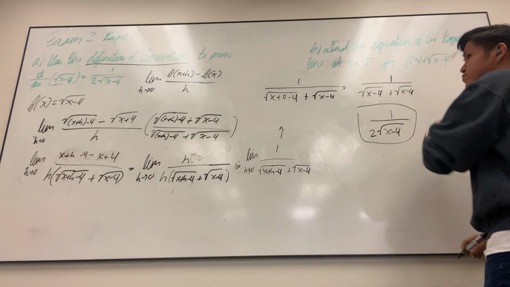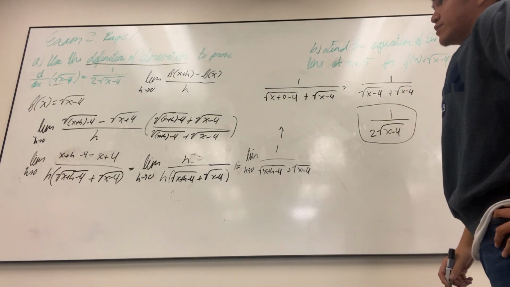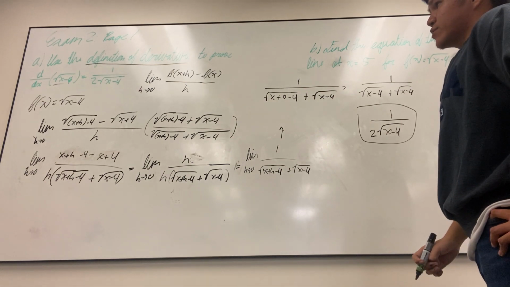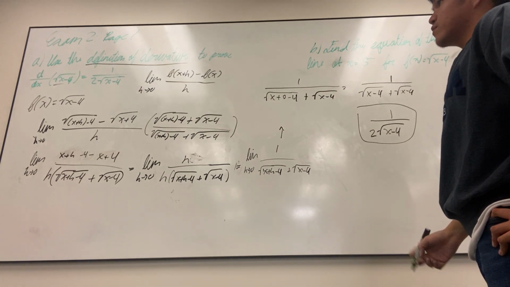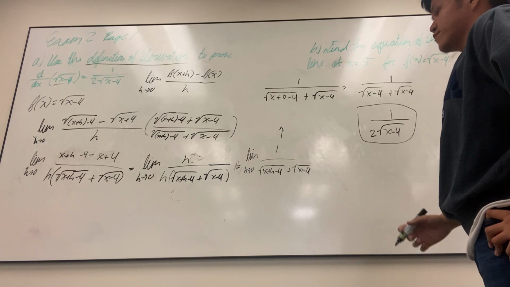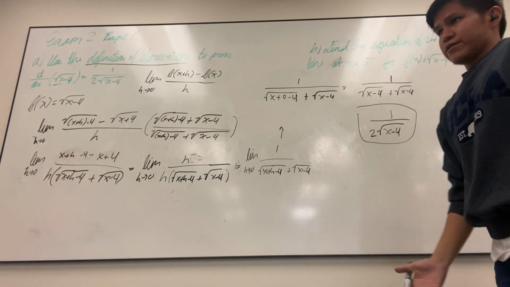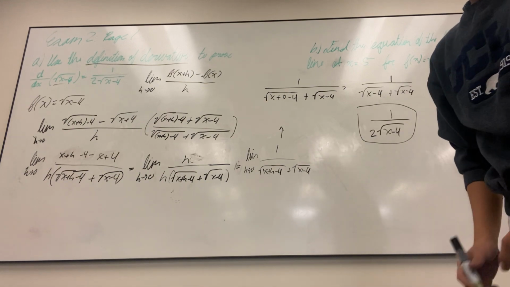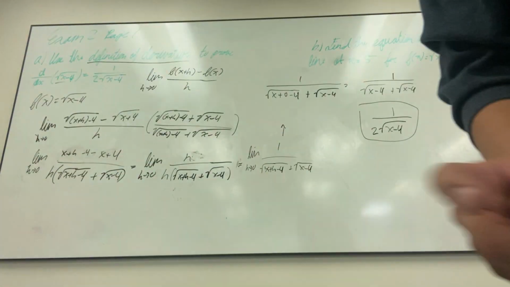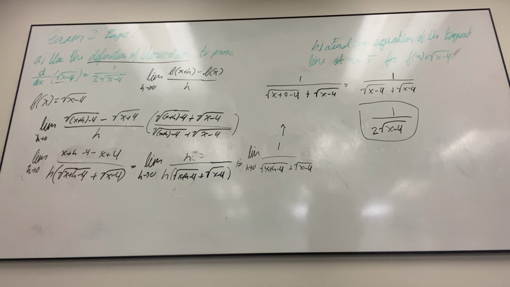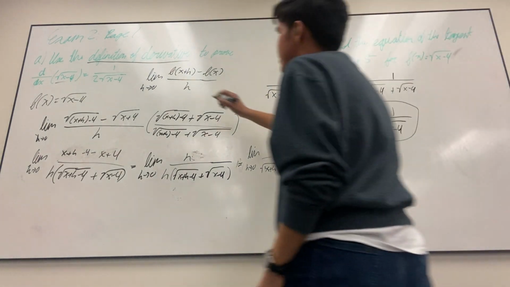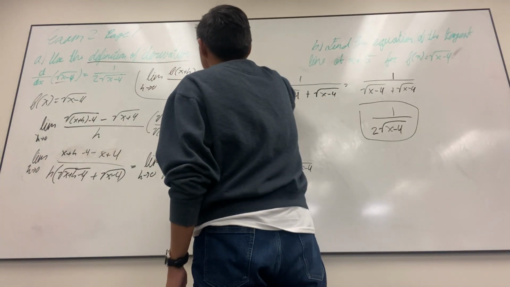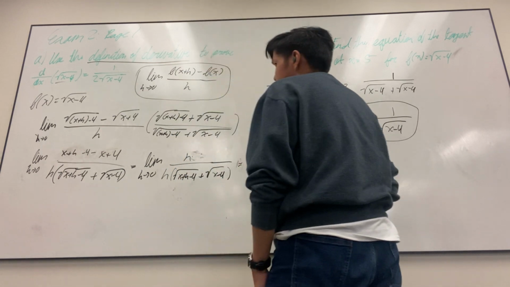So this does prove that d over dx of square root x minus 4 equals 1 over 2 times square root of x minus 4. And this is a complicated process, but what you just need to remember is that you just need to follow this rule. You need to follow this definition, okay?